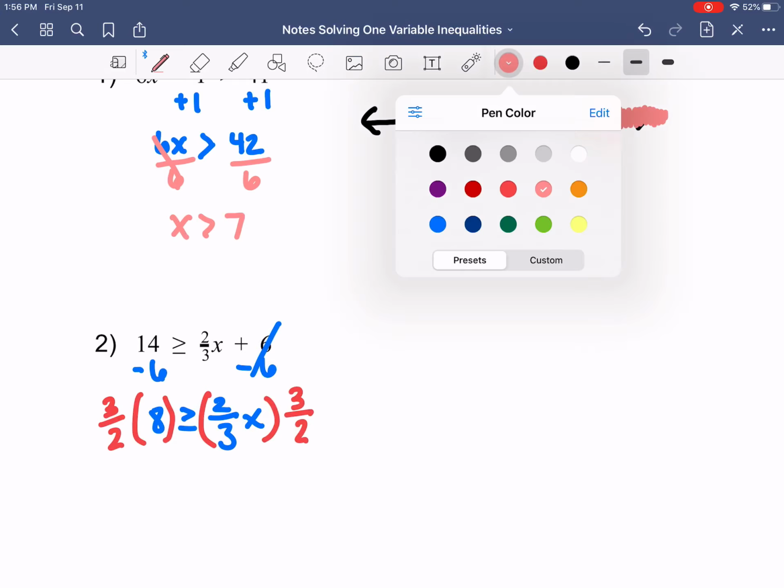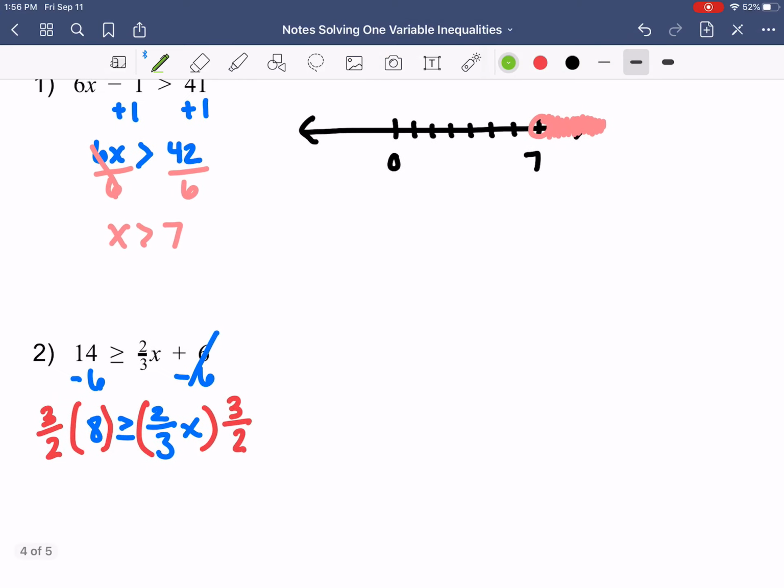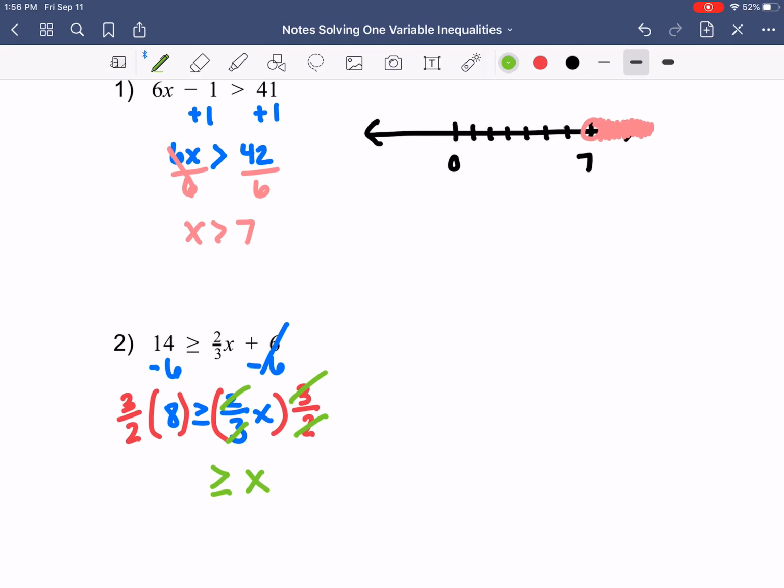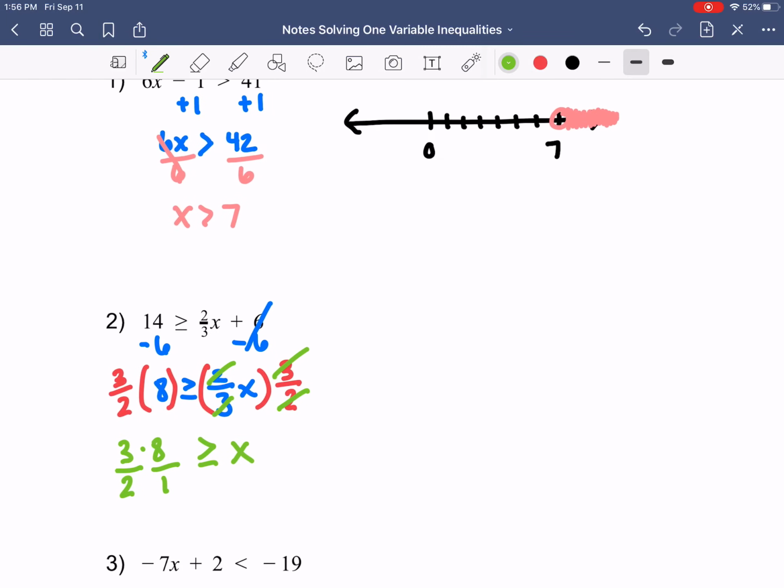What happens when you multiply by the reciprocal is that your multiplying by 3 and dividing by 3 cancel. Your multiplying by 2 and dividing by 2 cancel. So now I just have x by itself on the right-hand side. And then when you multiply 3 times 8 over 2 times 1, because you can change the 8 to just be a 1 on the bottom, I get x by itself, and then I get 24 divided by 2. So I would get 12 is greater than or equal to x.